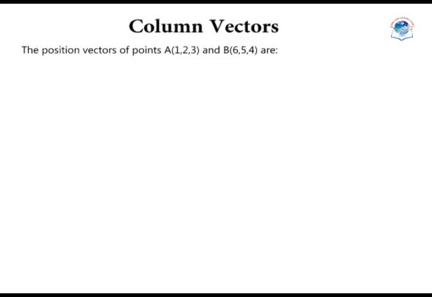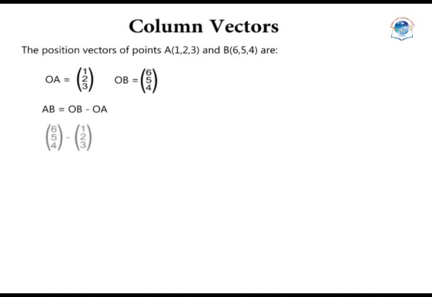And so, for example, the position vectors of points A (1, 2, 3) and B (6, 5, 4) are OA equals (1, 2, 3) and OB equals (6, 5, 4). The column vector AB is given by OB minus OA, which is equal to (6, 5, 4) minus (1, 2, 3), and that gives us (5, 3, 1).